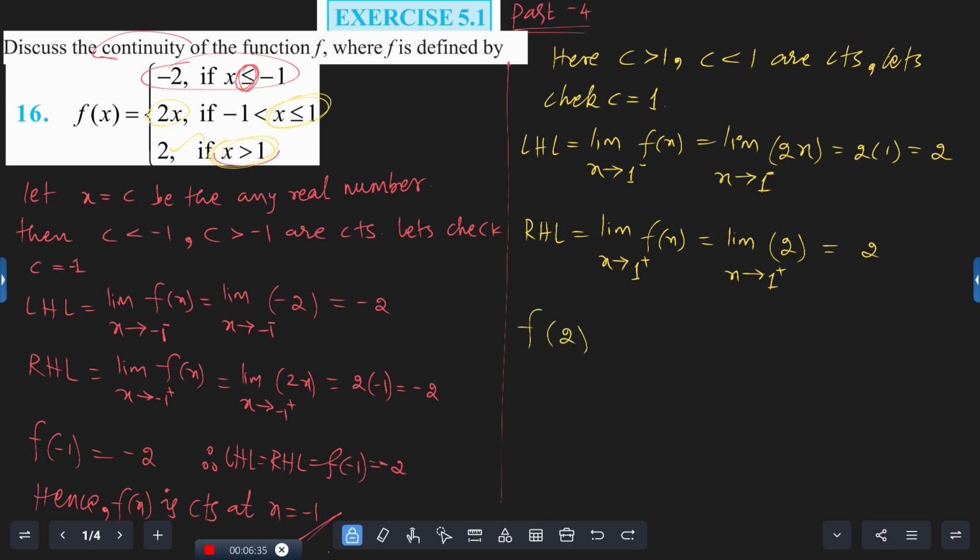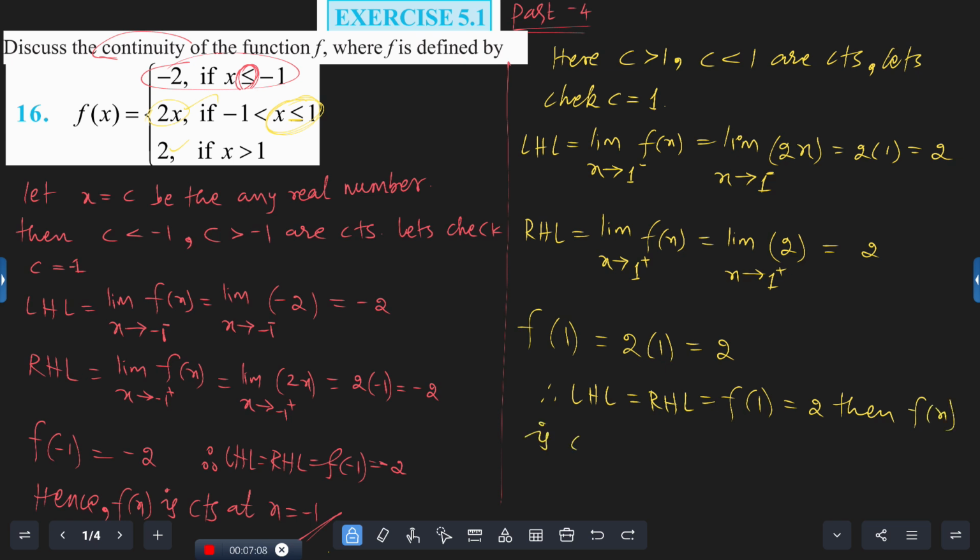So for plus 1, the function we have is equal to 2x, that you identify. Have you noticed x equal to 1? So 2x we have to use, so 2 into 1, which is equal to 2. Therefore left hand limit, right hand limit and function value are everything equal to 2. Then f of x is continuous at x is equal to 1.